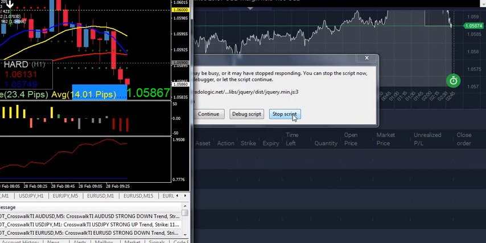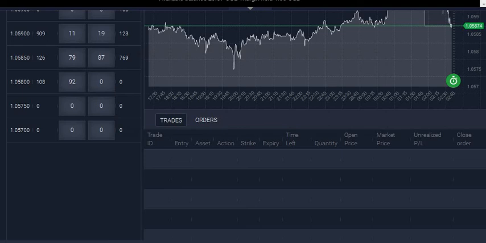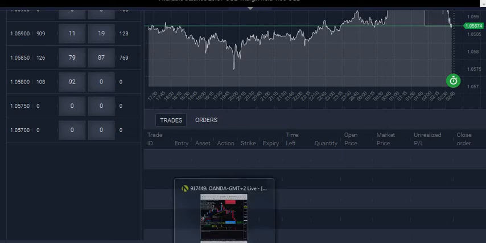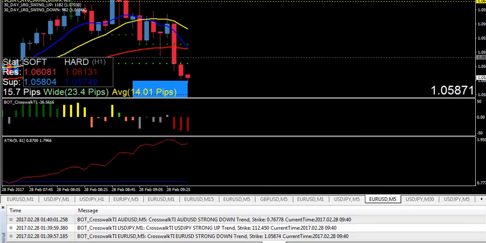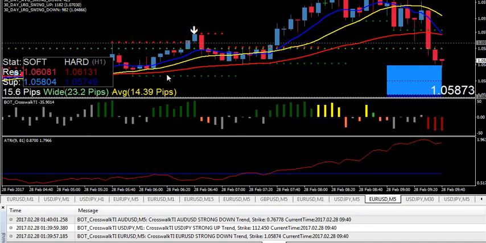What I've noticed just over the years is sometimes there'll be this little dip. It's a little finicky sometimes on Cantor, a little Java error. But I got in. We had all this push, push, push, push, push, lots of momentum to the upside.